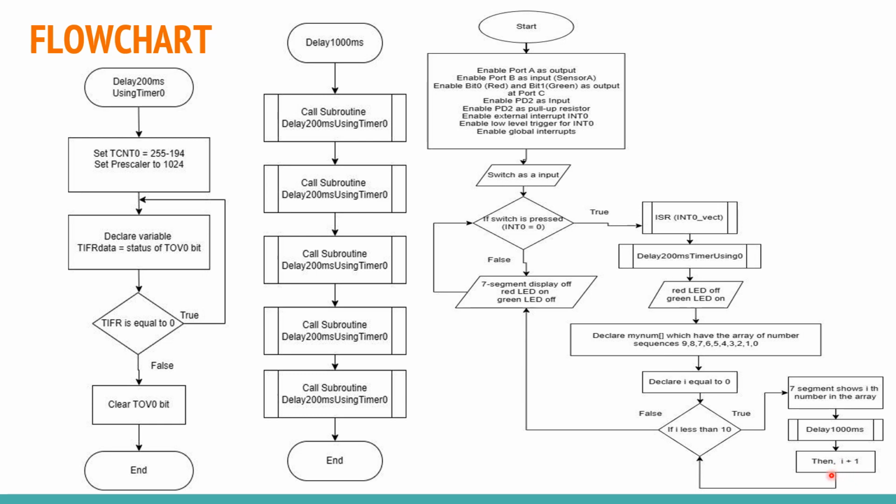The new I will be checked to see if it meets the condition just now, and if it is true, then it will continue to produce the output of the 7 segment. If it is false, then the 7 segment display will be off and the green LED will be off, and the red LED will be on, and this output will go to a loop where the switch is always checked to see if it is pressed. So that's all for the flowchart.